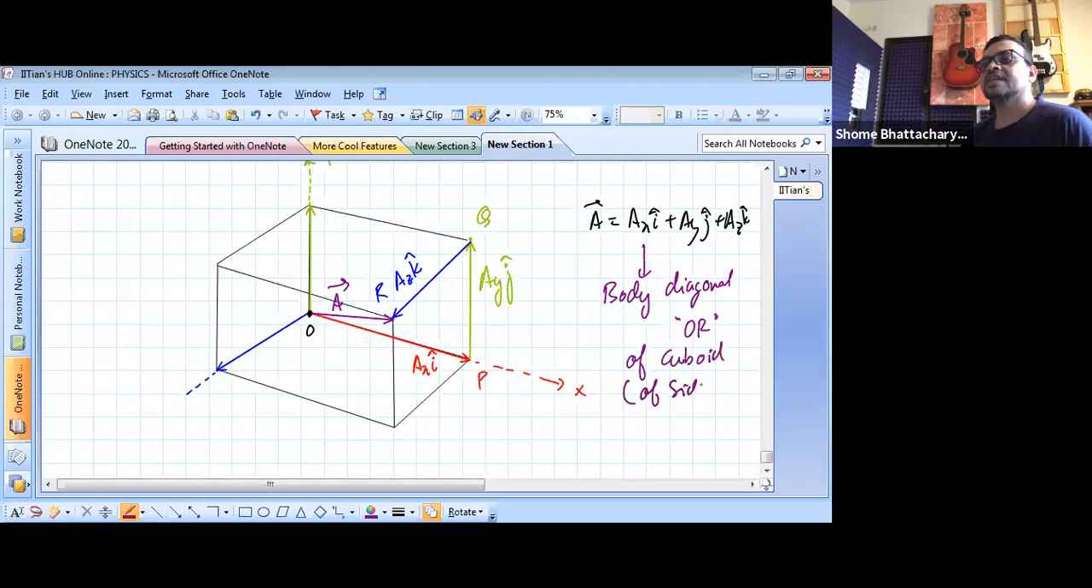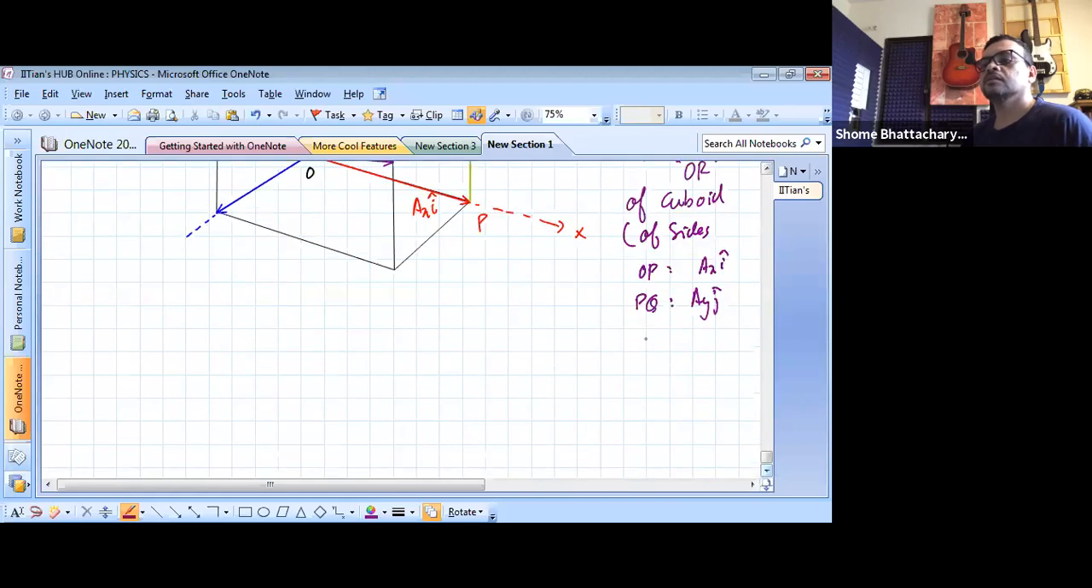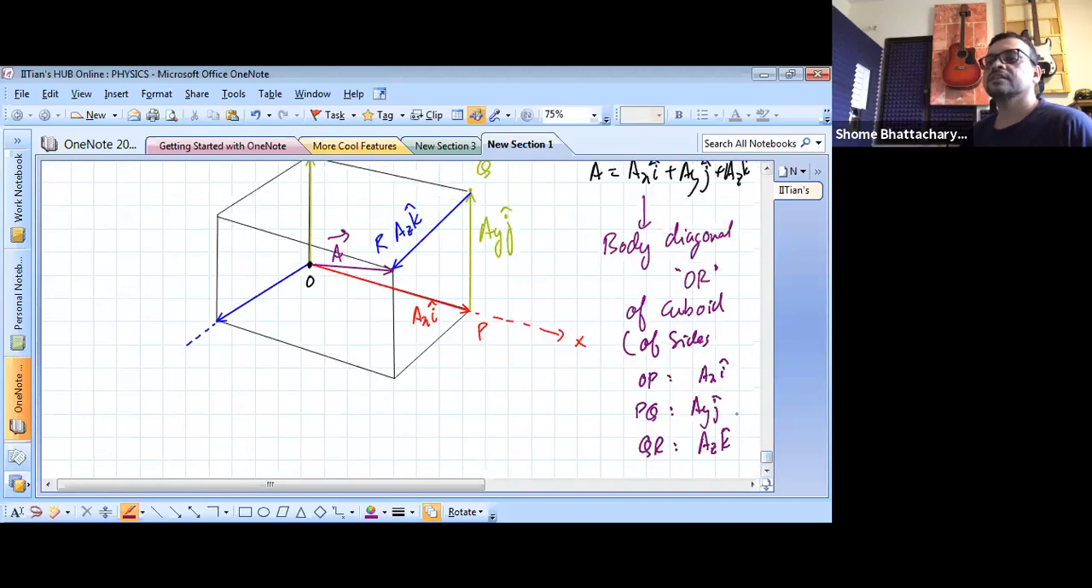Of sides OP, which is represented by the vector Ax i cap, PQ, which is represented by the vector Ay j cap, and QR, which is represented by the vector Az k cap. So their sum, which is the vector A, is actually becoming this kind of a body diagonal.